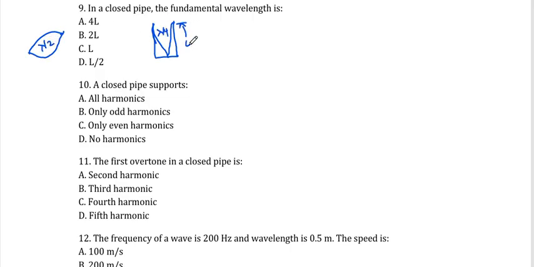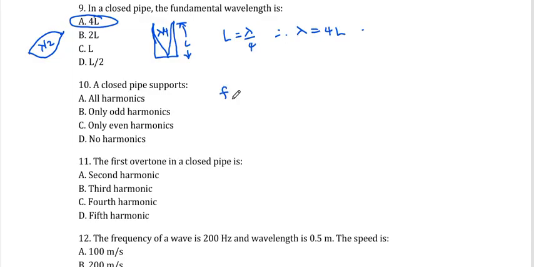And here is the length of the pipe. So L is going to be equal to lambda over 4. That means lambda is going to be equal to 4L. So that's the answer, 4L. Now, number 10. A closed pipe supports all harmonics, only odd harmonics, only even harmonics, no harmonics.